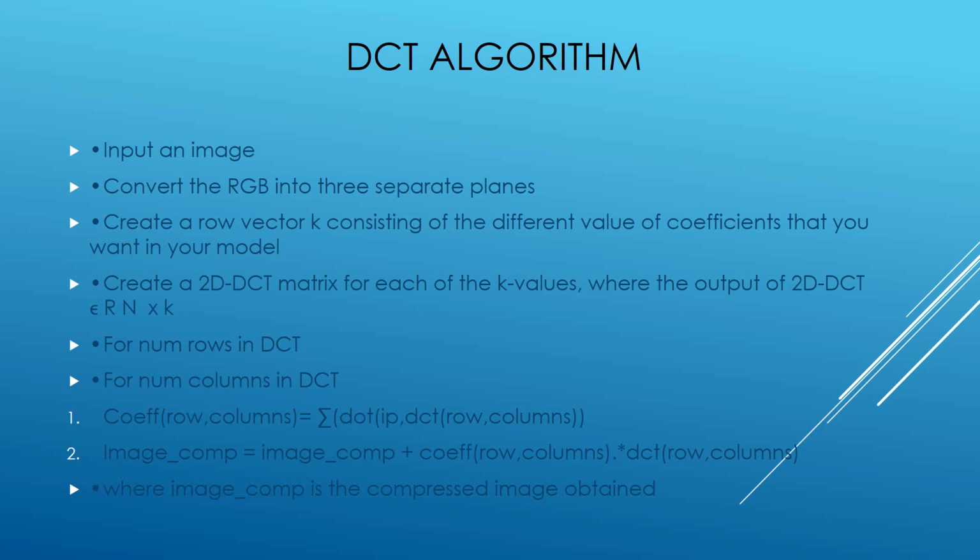Image component equals image component plus the coefficient of row and column into DCT, where image component is the compressed image obtained.